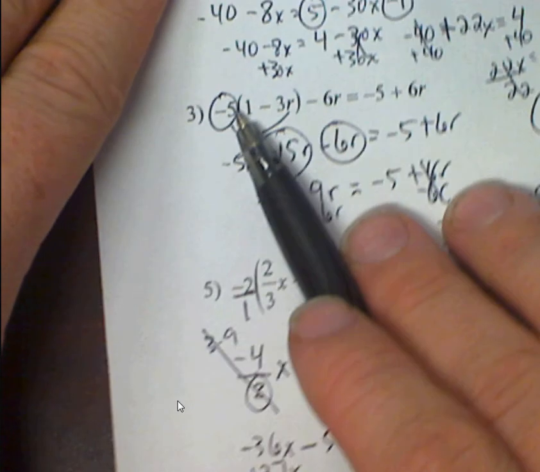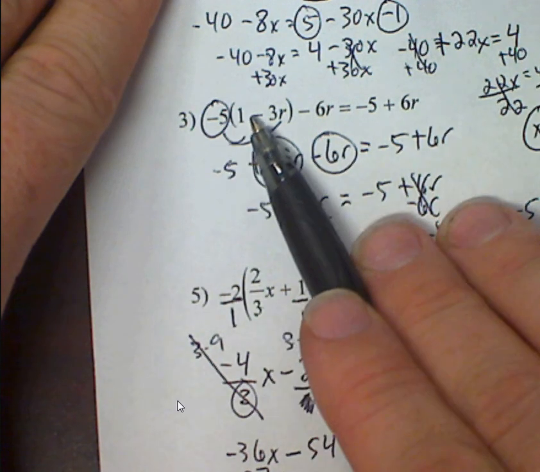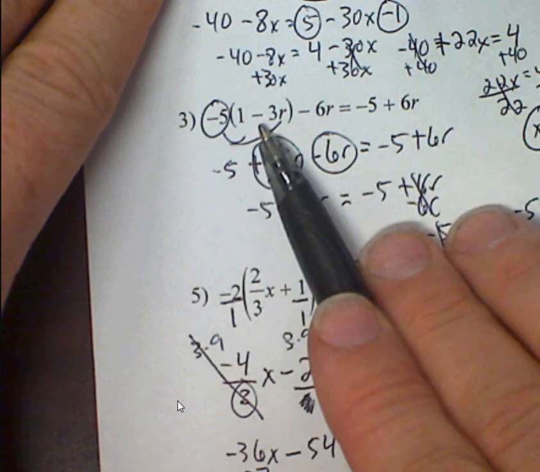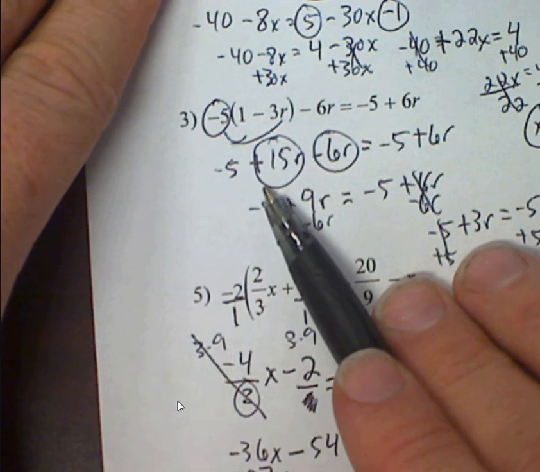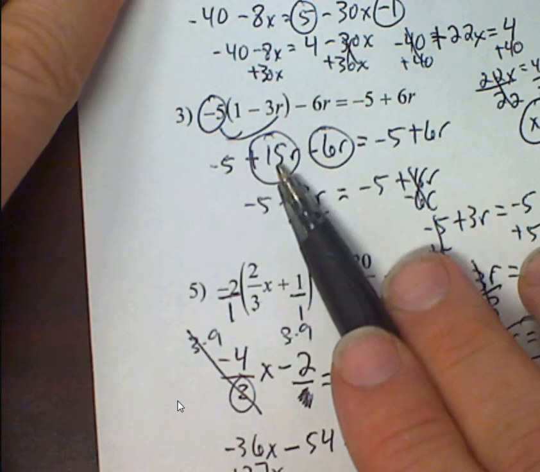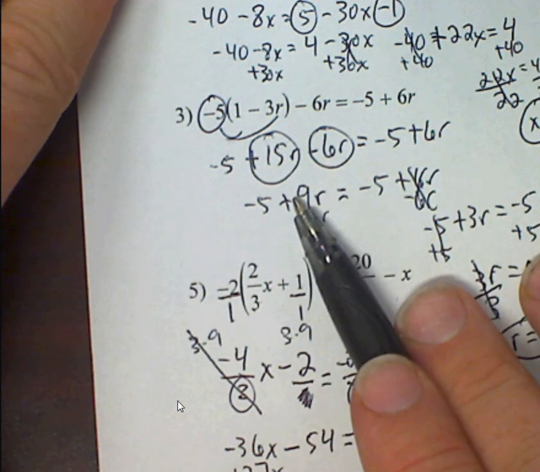Number 3. I must distribute first. Negative 5 times 1 is negative 5. Negative 5 times negative 3r is positive 15r. We're still messing up on that. I brought down my 6r, minus 6r. Combine like terms on the same side. 15r minus 6r is 9r.